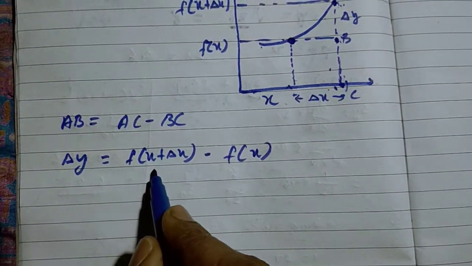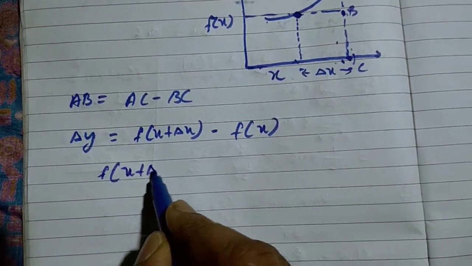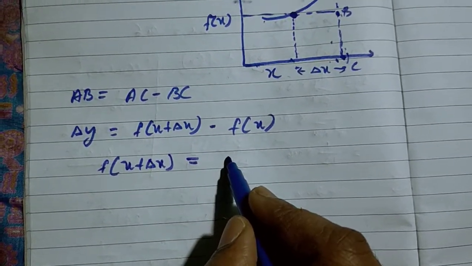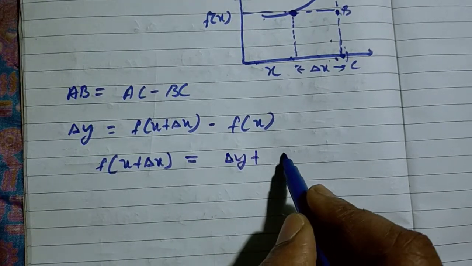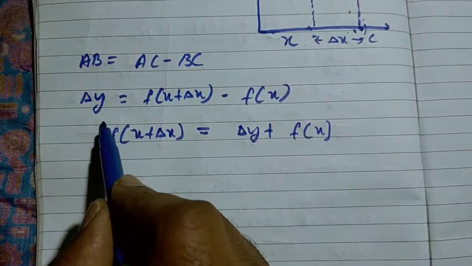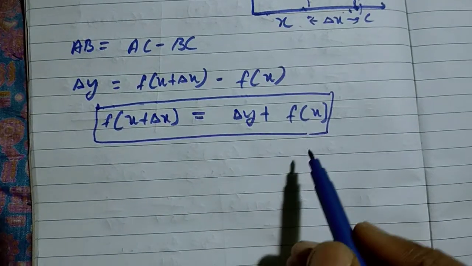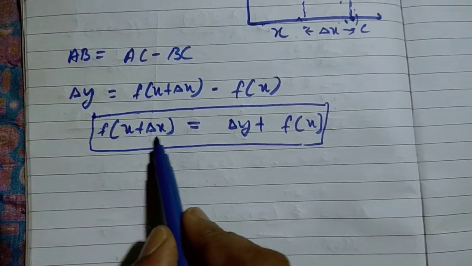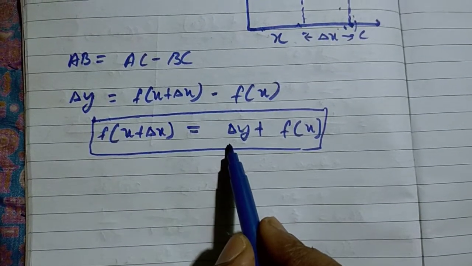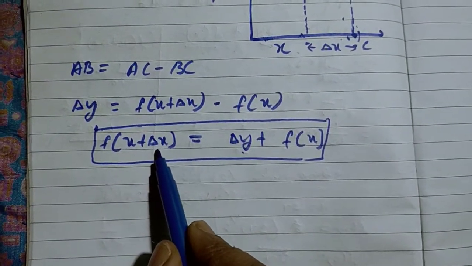Therefore, f of x plus delta x is equal to delta y plus f of x. This is our main formula which we are going to use. So everywhere this is the main formula. X plus delta x. We have to just find delta y and f of x. This f of x plus delta x is the given value.